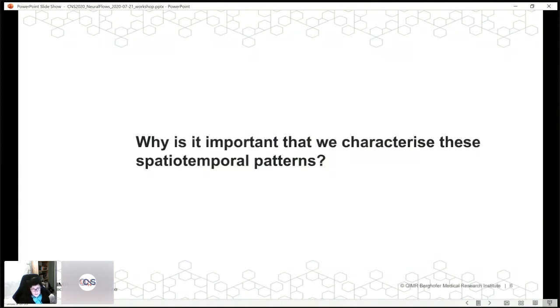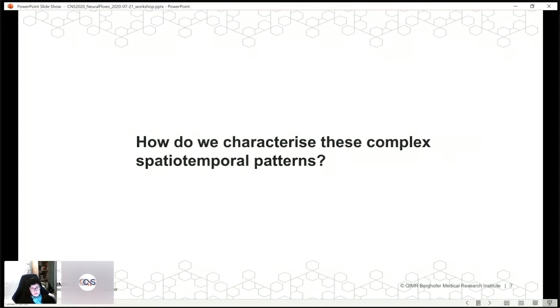Why is it so important that we characterize these spatiotemporal patterns? Well, the thinking is that if we improve our understanding of the dynamic interaction between all these brain regions at the same time, we will better understand our complex cognitive functions and how we can move from one cognitive task to another. So how do we characterize these complex spatiotemporal patterns?